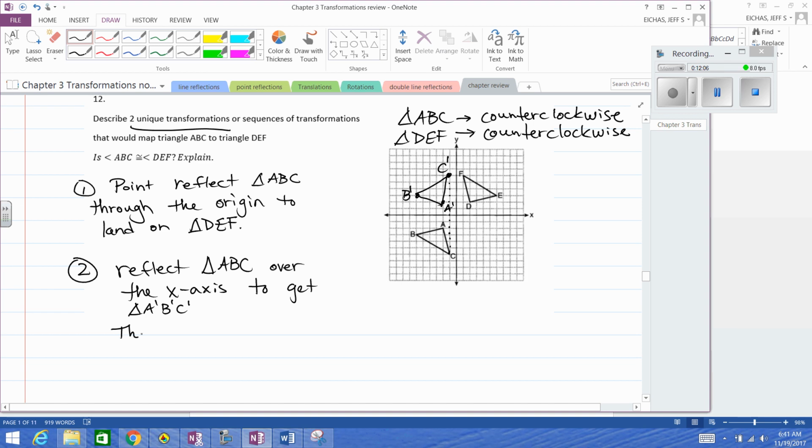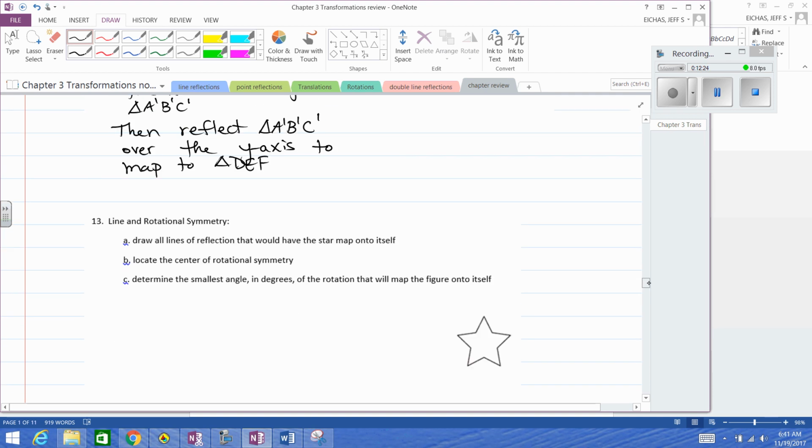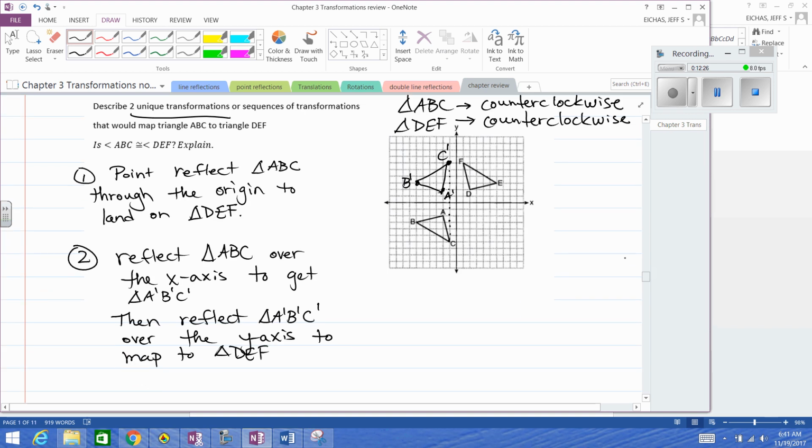Then reflect triangle A prime, B prime, C prime over the y-axis to map to triangle DEF. Okay. Is the angle, so we got to explain that one. So the answer to that part is yes.